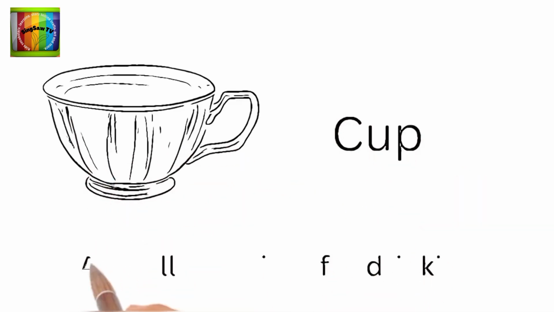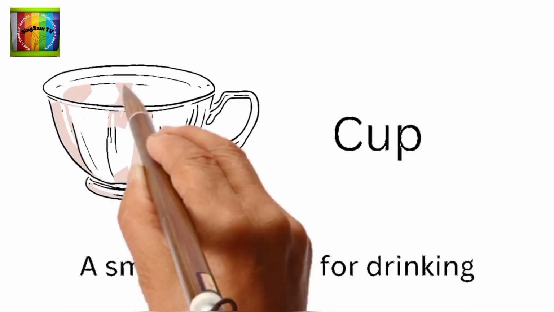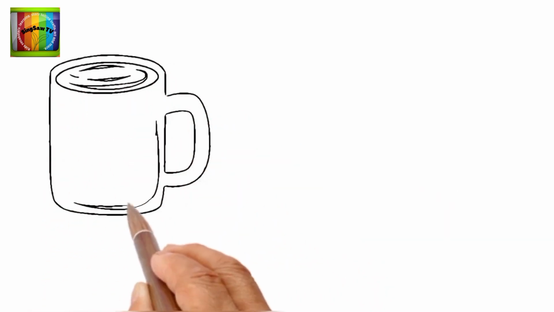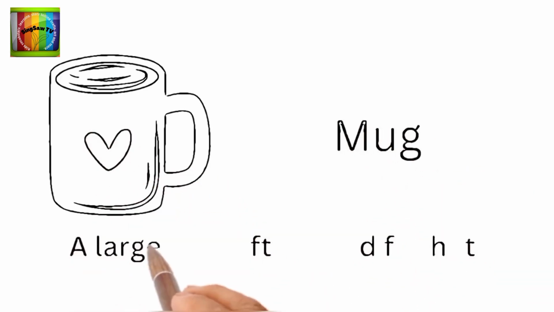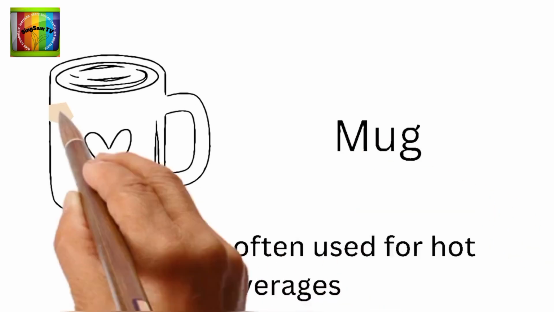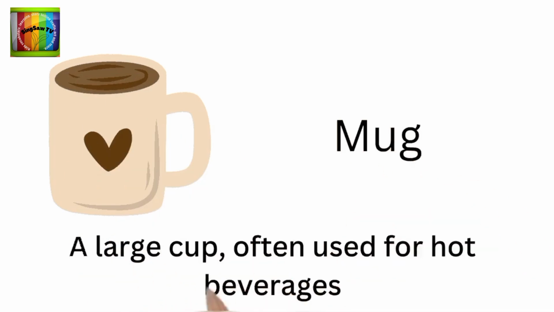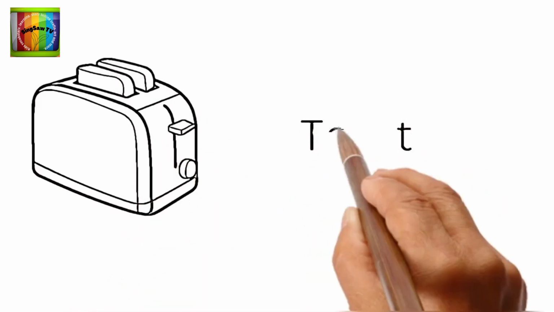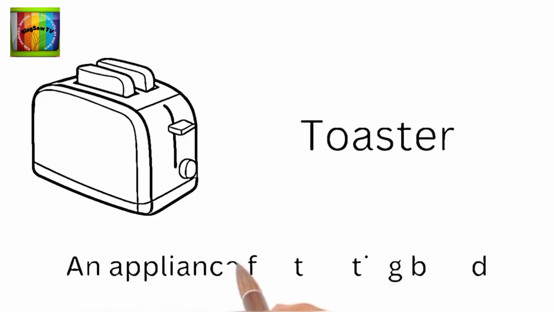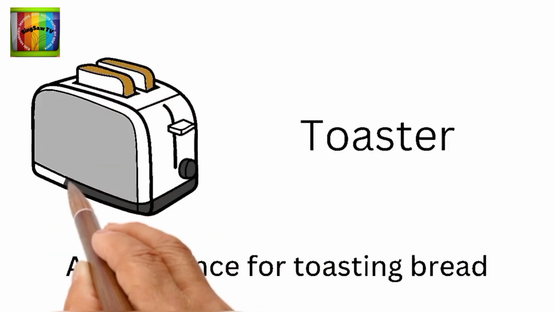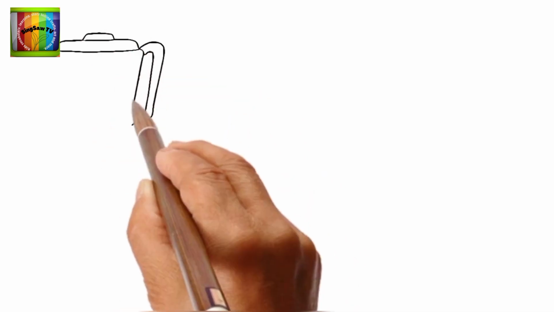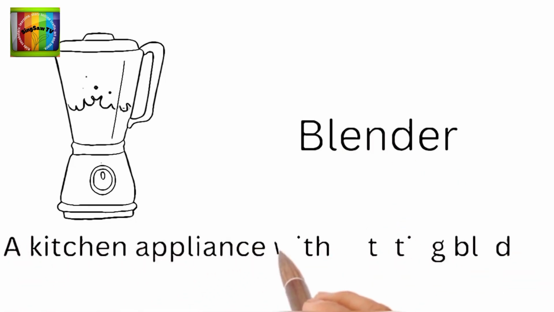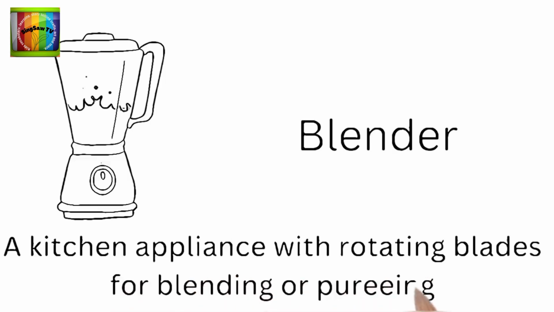Cup. A small container for drinking. Mug. A large cup, often used for hot beverages. Toaster. An appliance for toasting bread. Blender. A kitchen appliance with rotating blades for blending or pureeing.